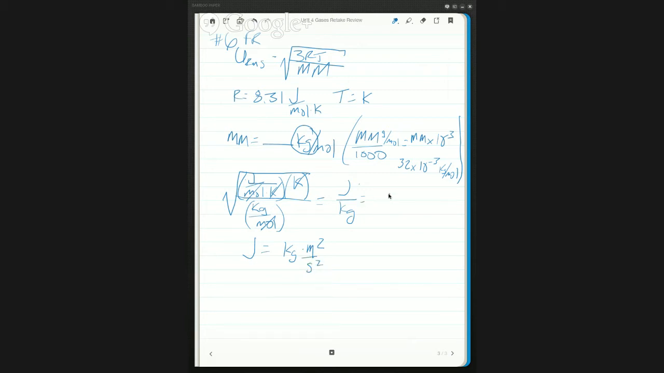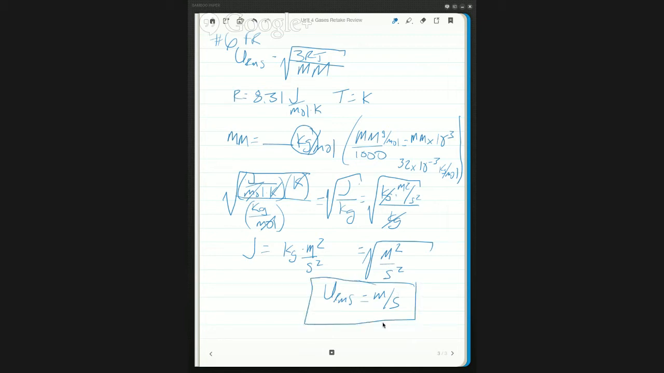So this is equal to, and remember this is still a square root, the square root of kilograms times meters squared over seconds squared divided by kilograms. So the kilograms cancel out, and you're left with the square root of meters squared over seconds squared. When you take the square root of that, it's equal to meters per second. So root mean square speed has units of meters per second. Yes, I know, long and convoluted, but important all the same. So much fun. All right, so let's continue with the free response.